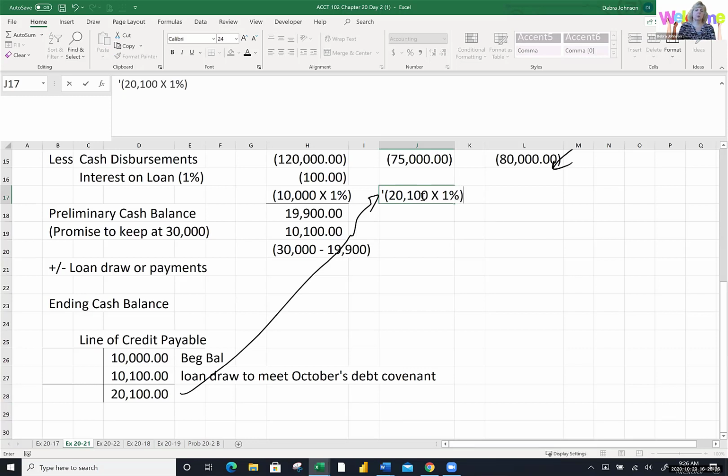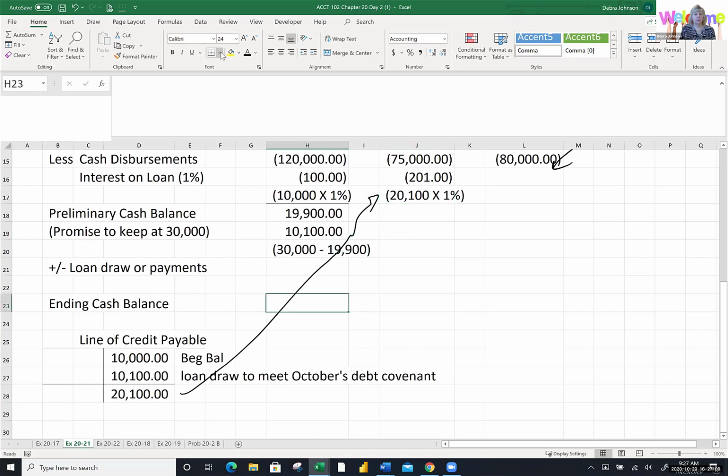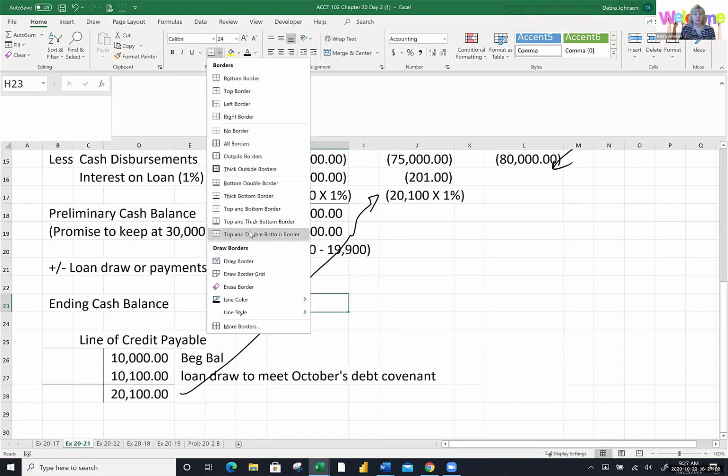My interest rate is 1% for the month. That would be 12% a year, by the way. They give it to you in a monthly rate, which is kind of weird. So 20,100 times 1% would be 201. That's going to be a minus. So I'm going to show it as a minus. And now I'm ready to run the numbers once I verify or answer any questions you have.